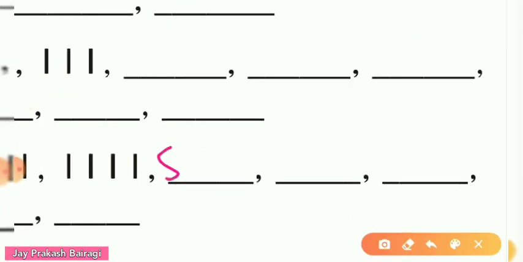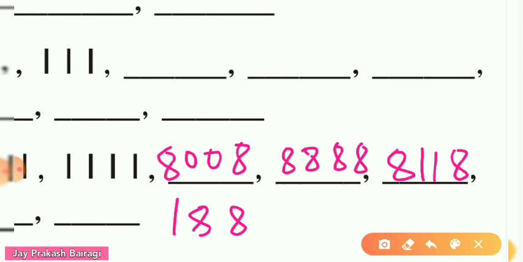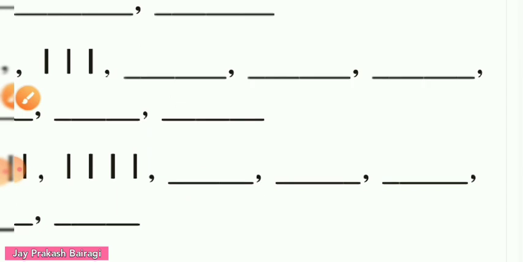Let me write it once again: 8008. Then the second number we will make using all 8s, means 8888. Then we can make 8118. Then the last number we will make is 1881. So these are the numbers which will look the same in a half turn.